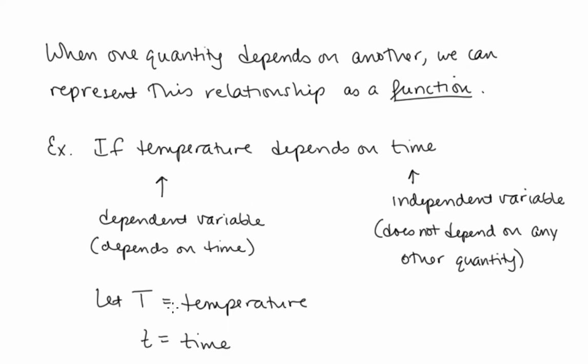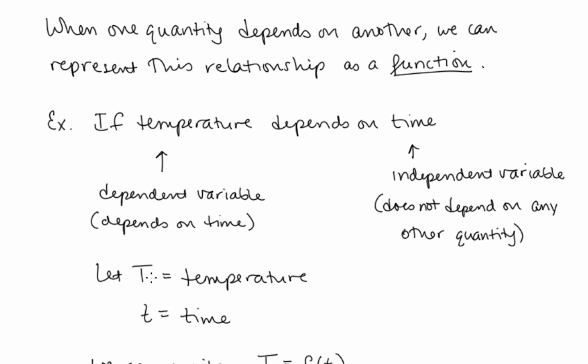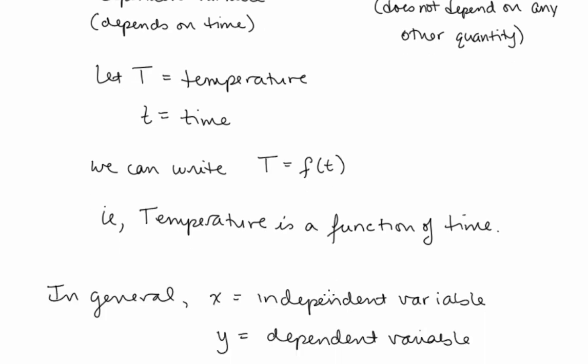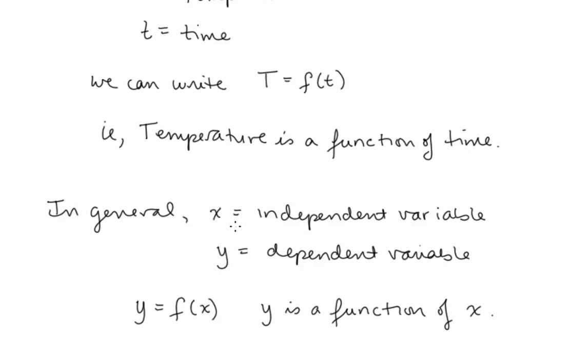So if we call temperature capital T and time little t, we can write capital T is equal to f of little t, saying temperature is a function of time. In general, we usually see x as our independent variable and y as our dependent variable, and we see y equals f of x, y is a function of x.